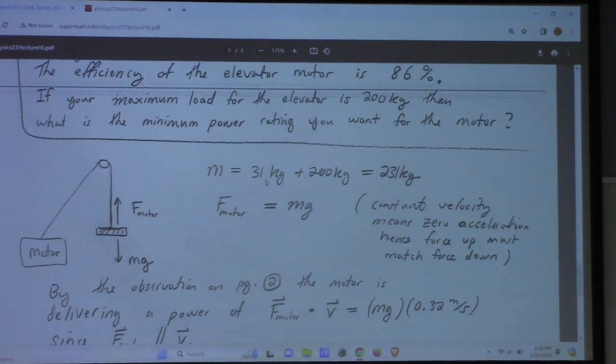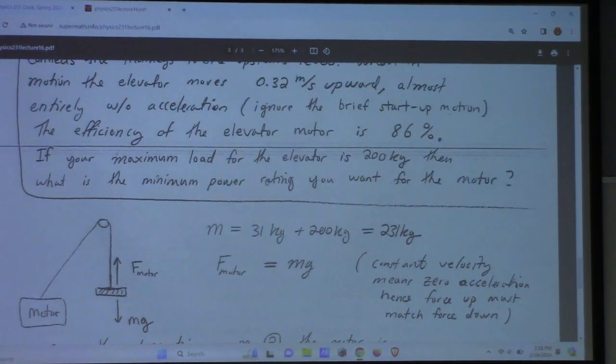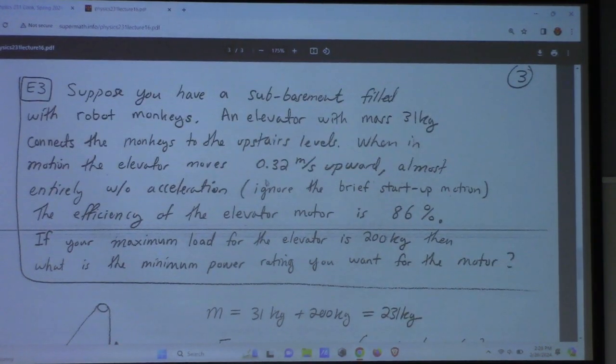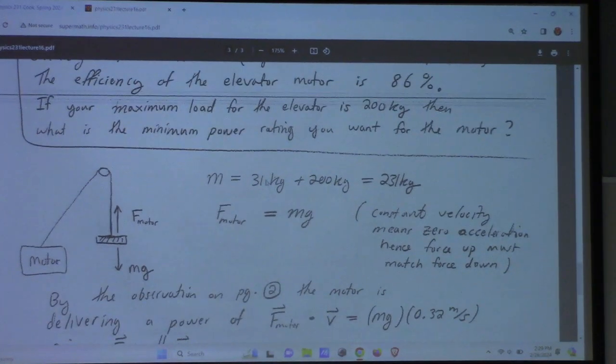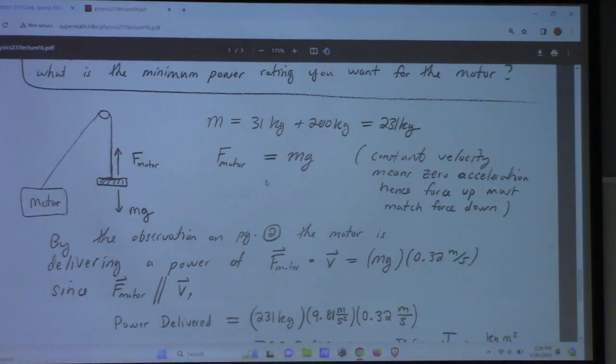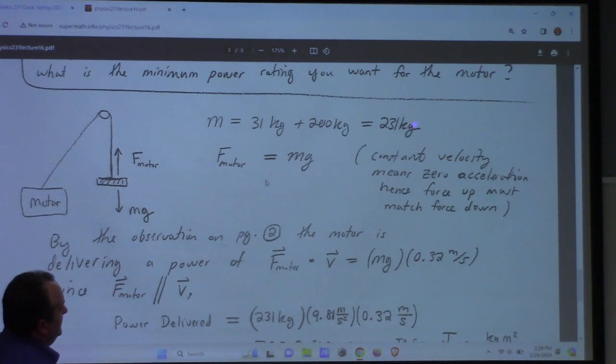The mass of the elevator at maximum load is the 31 kilograms. What was the 31? Was that the weight of the motor? I've forgotten. Or was that the robot monkey? Oh, that's the actual elevator, the mass of the elevator itself, right? Every elevator has to lift itself, right? So if you add 200 kilograms, that's the load. So the mass that the elevator is lifting is 231 kilograms.